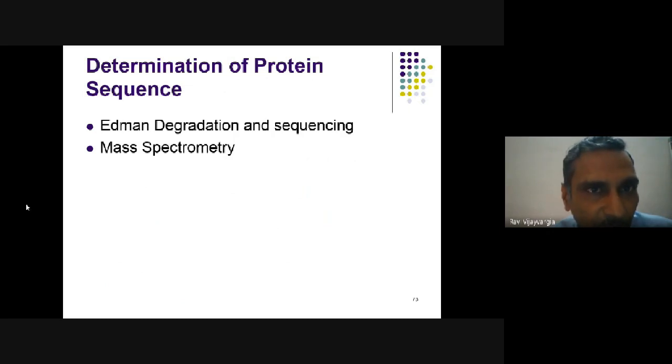Then also, if you want to use the purified protein for sequencing, then there are methods for it. So the first method is called Edman degradation and sequencing, and secondly, we can do it by mass spectrometry. So we'll quickly go through how they work.